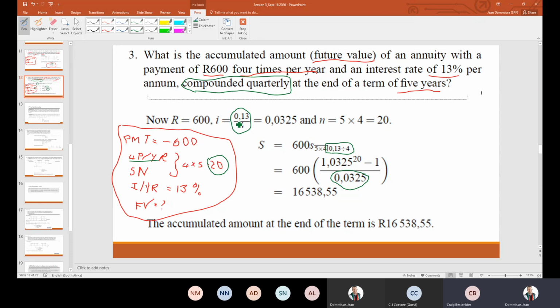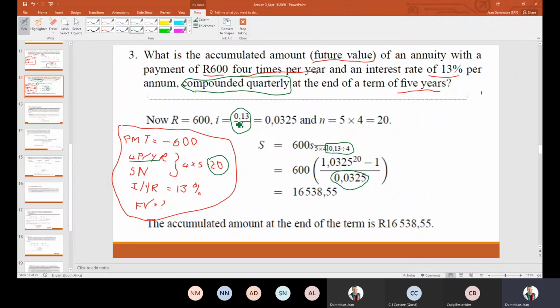No, so basically I would put in the per year, which is 4. So you will put in the 4 per year.